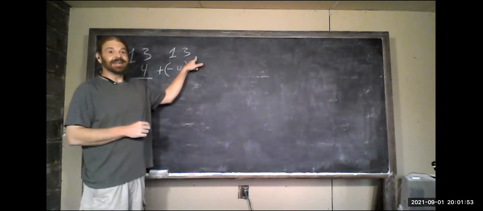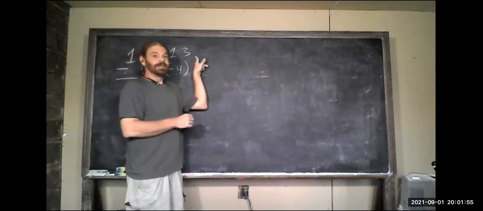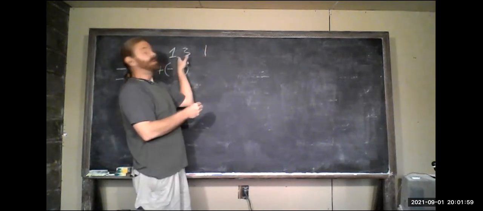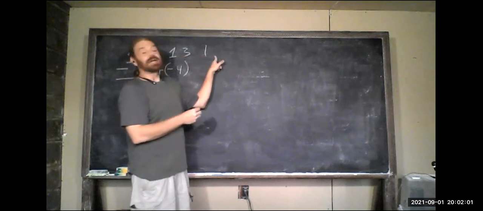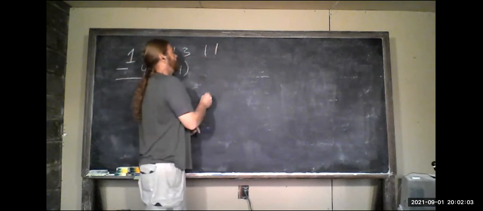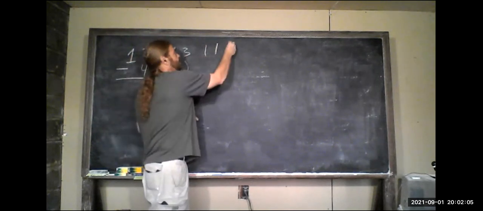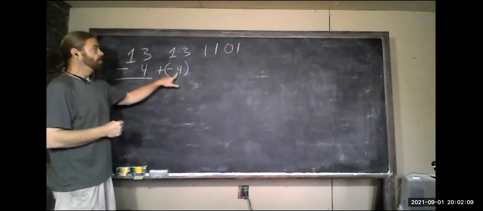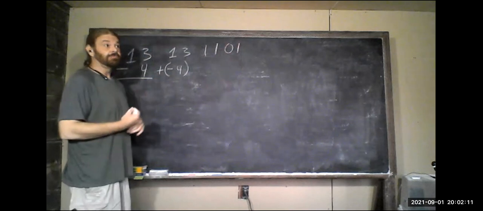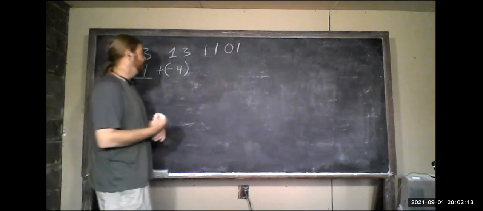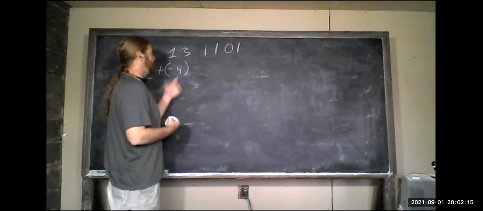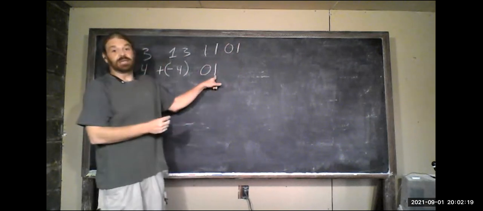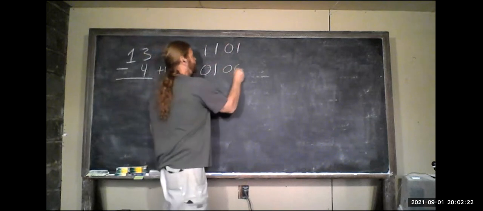Do we have any 8s in the 13? Yes. Okay, so that will leave us 5. And we have next 4. 4, and that'll leave us 1. So we don't need any 2s and a 1. First off, we just find our regular integer representation of it. We have a 1 in the 8s, a 1 in the 4s, no 2s, and a 1 in the 1s, so 13 is 1101.